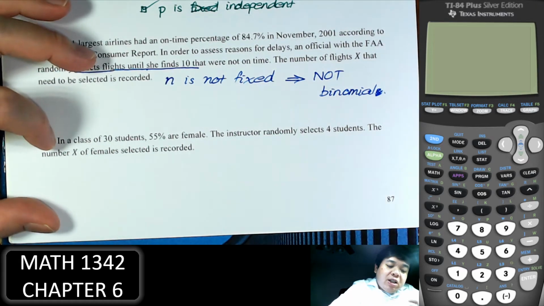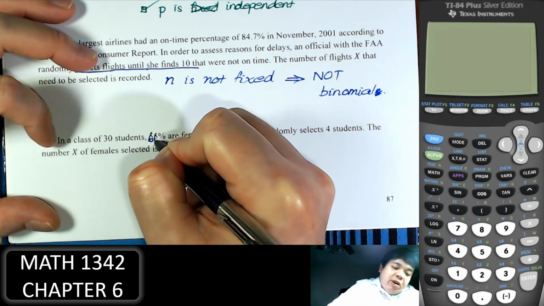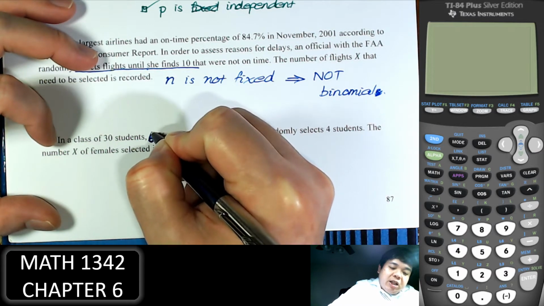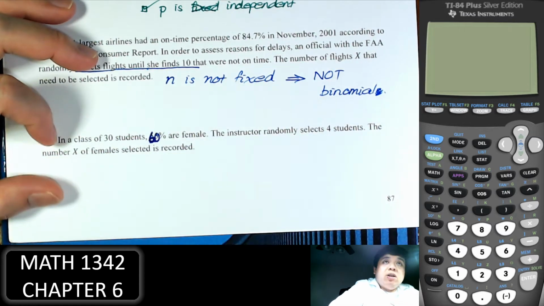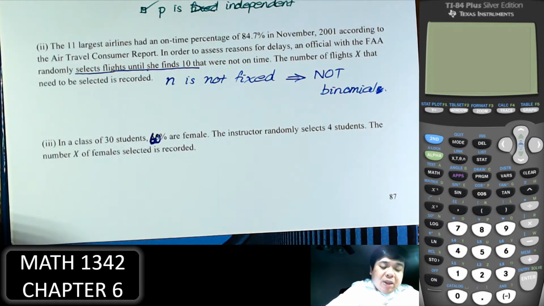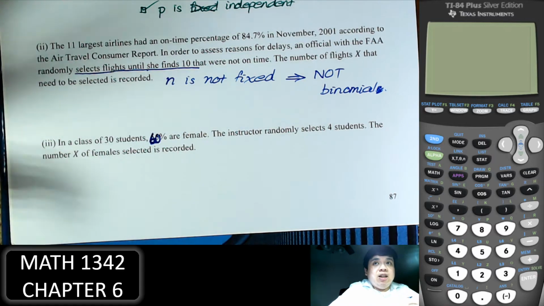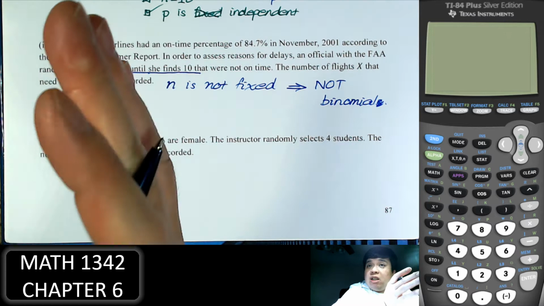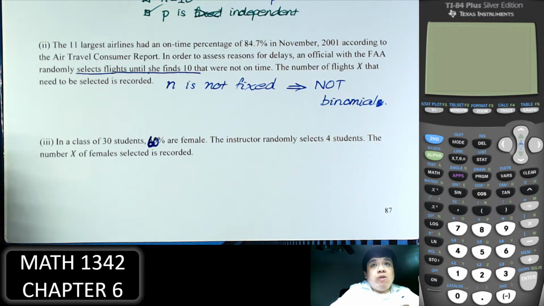In a class of 30 students, let's say 60% instead of 55%, because 55% of 30 is not a whole number. So let's say 60%, right? That's fine. The instructor randomly selects 4 students. The number x of females selected is recorded. Right. Now here's the problem. 30 students, 60% are female. So 60% of 30 is 18. So 18 female and 12 male. The probability of getting a female is 60%. That's true, but that's only for the first person.